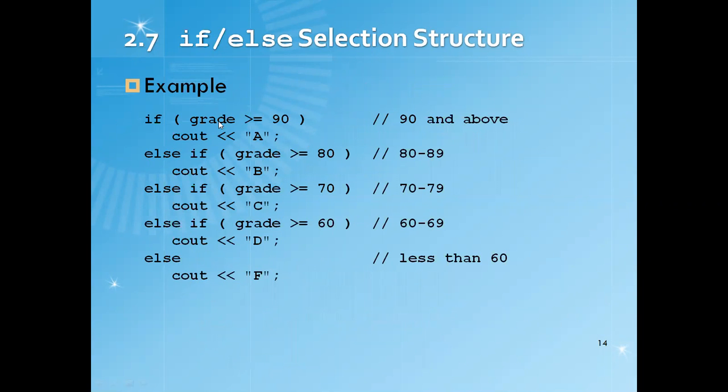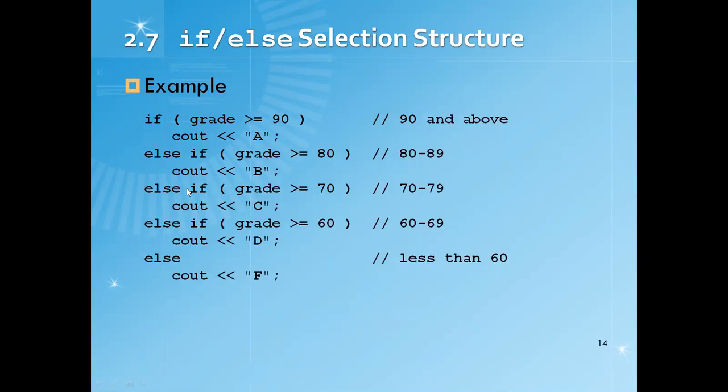So if the grade is greater than 19, you just print out A on the screen. Else if, it means it's not bigger than 19, but it's bigger than or equal to 80, so it should be B.